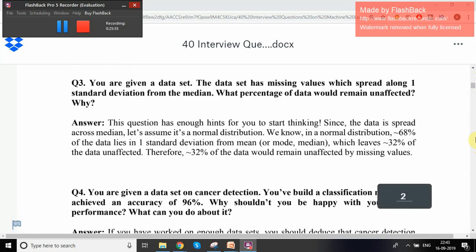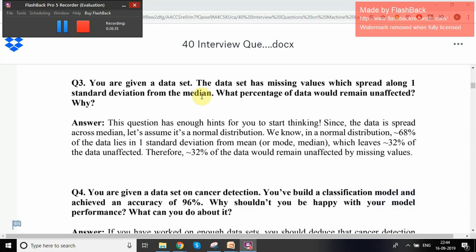If you are given a data set with missing values which spread along one standard deviation of the median, what percent of the data remains unaffected, and why? Obviously the data has missing values. The spread means the variance is within one standard deviation from the median. One standard deviation means, according to the formula, that 68% of the distribution lies there. So the rest, which leaves 32% of the data, is unaffected. Therefore, 32%. Exactly right: 68 and 32.